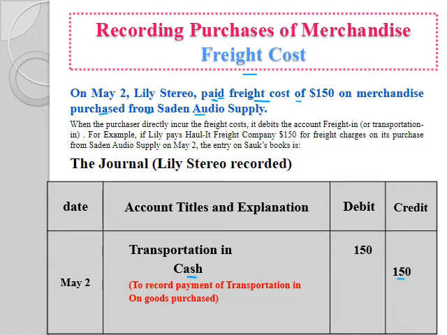Transportation-in, or freight cost, is an expense. Normal balance is debit, so record in the debit side transportation-in or freight cost. The amount in the debit column is $150, to record payment of transportation-in on goods purchased.